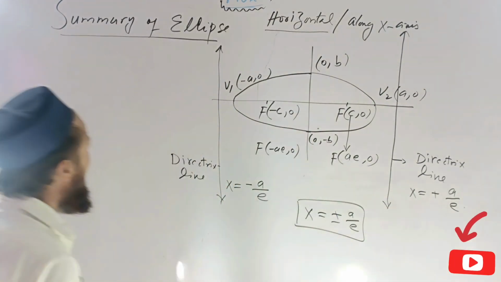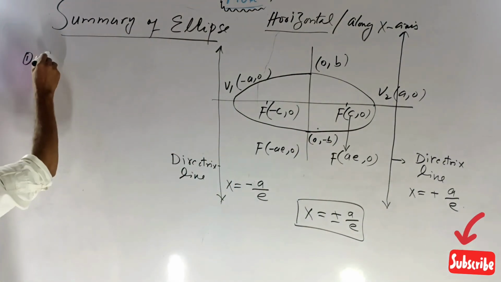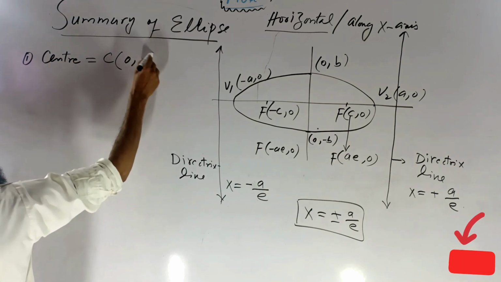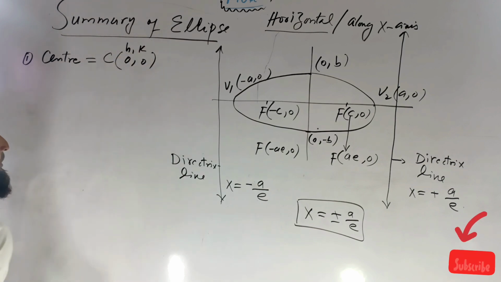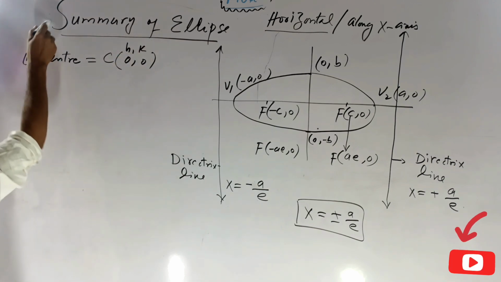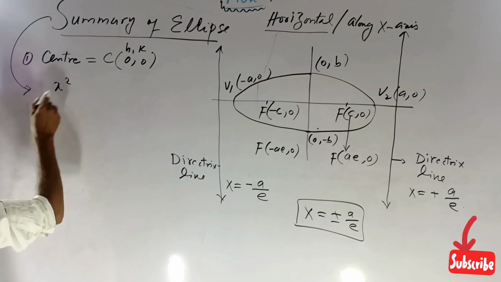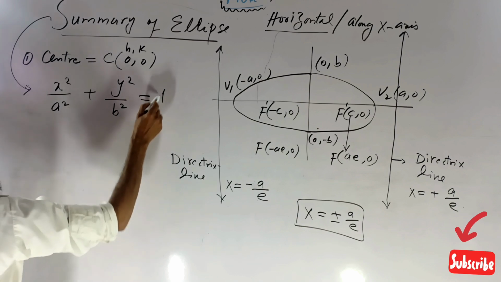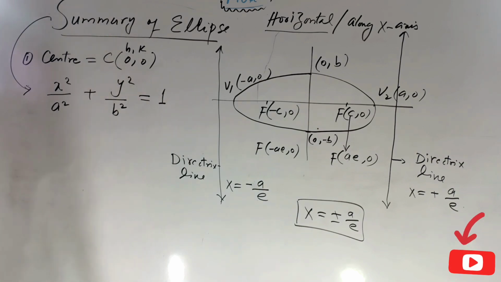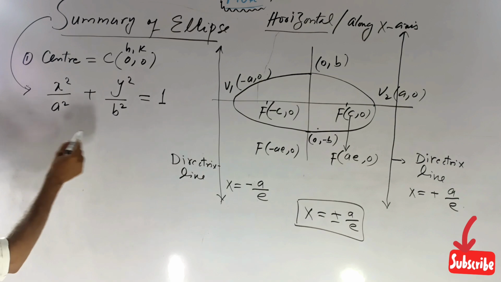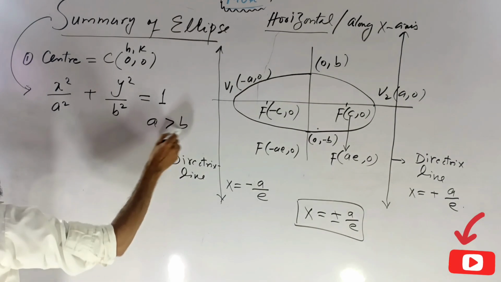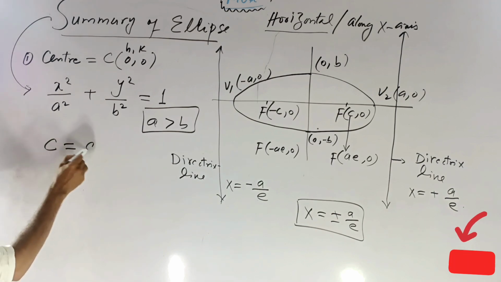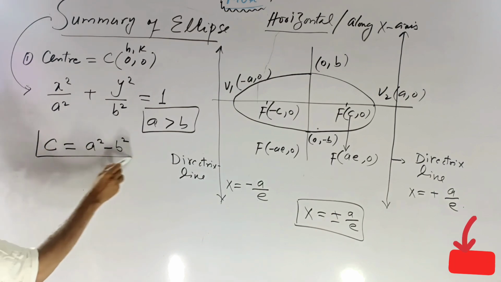So first of all we find the center. Number 1, center. Center C is equal to 0 and 0 because H and K both are 0. And first of all we write the equation. What is the equation? X square divided by A square plus Y square divided by B square is equal to 1. So that is the ellipse equation. Here A must be greater than B, and C is equal to the square root of A square minus B square.